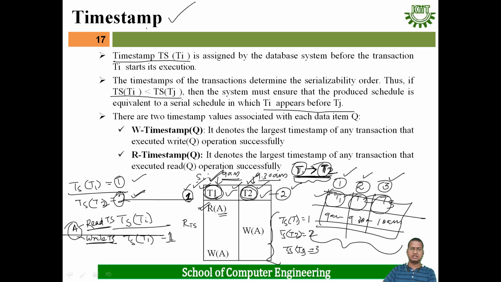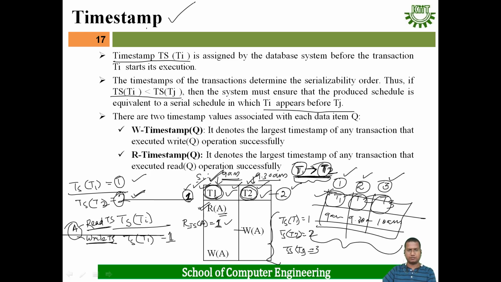The read timestamp of A will be the largest timestamp of this transaction. What is the timestamp of this transaction? T1, that is 1. That means the read timestamp of A will be 1. Then the write timestamp of a data item Q denotes the largest timestamp of any transaction that executed the write Q operation successfully.